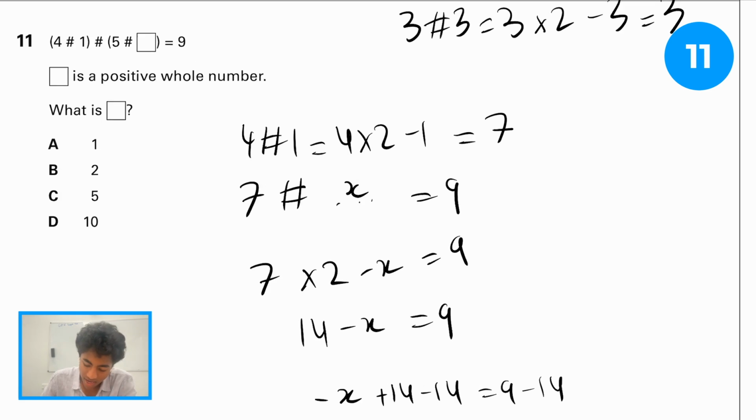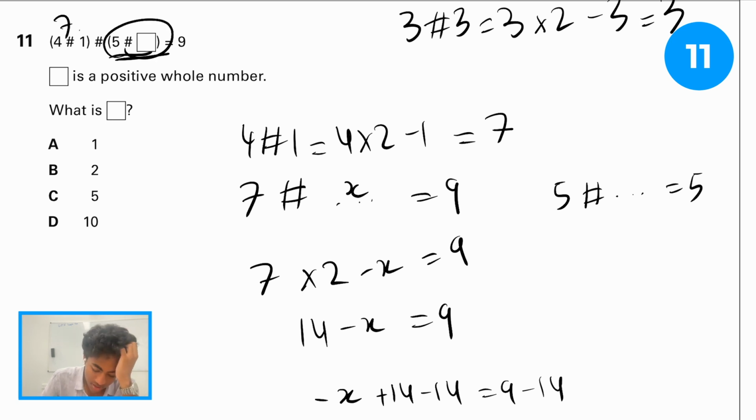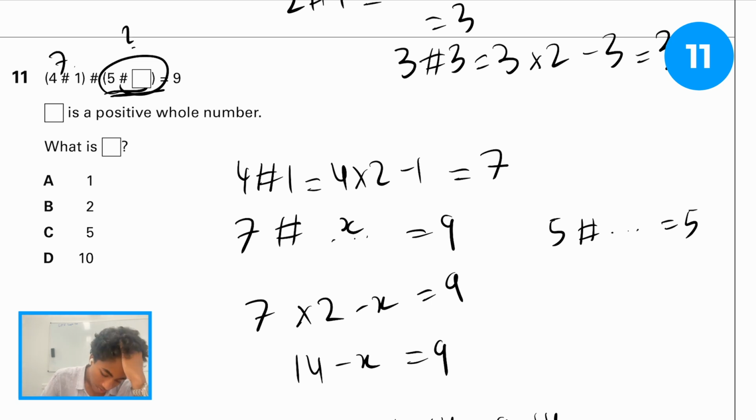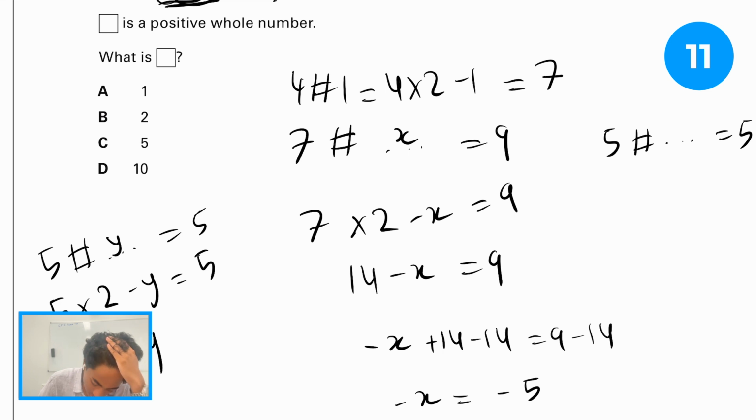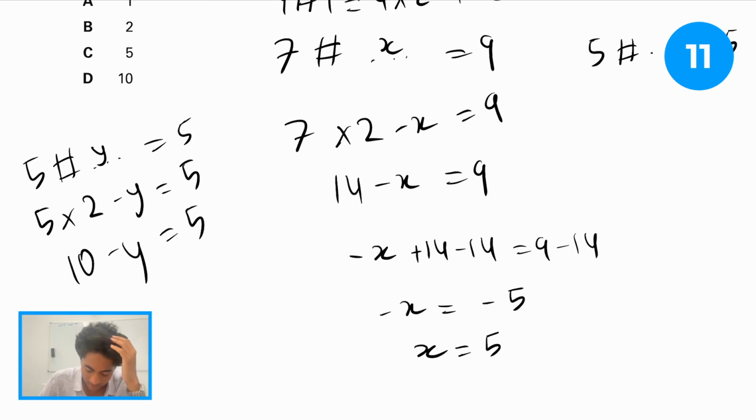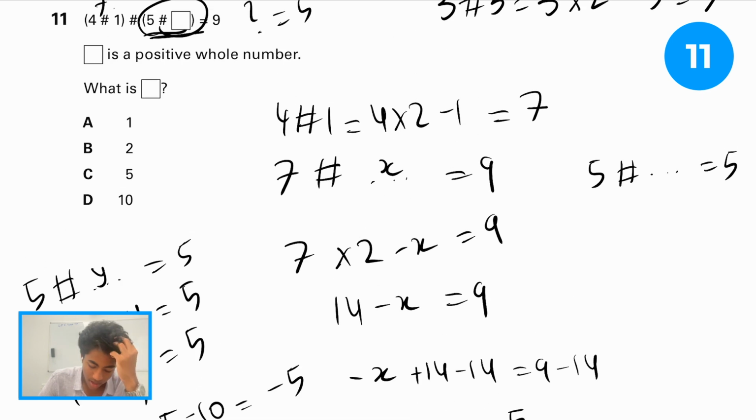That means 5 hashtag a number equals 5, right? Because this bracket has to equal 5: this bracket equals 7, and this is 7 hashtag this bracket. So 7 hashtag whatever this is has to equal 9, and we realize this equals 5. So 5 hashtag something equals 5. Let's call this y. 5 times 2 minus y equals 5. That means 10 minus y equals 5. 10 minus what equals 5, right? Let's get rid of 10 from both sides. We get 5 minus 10, which is minus 5. Get rid of the minus from both sides, you get 5. So we realize this unknown square has to be 5.